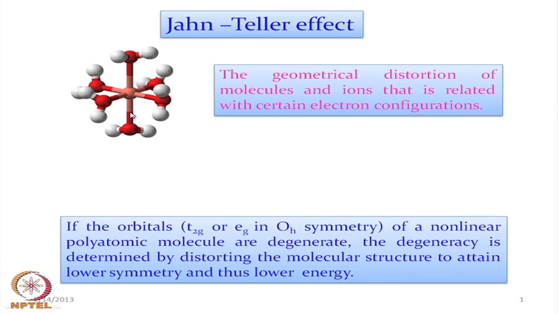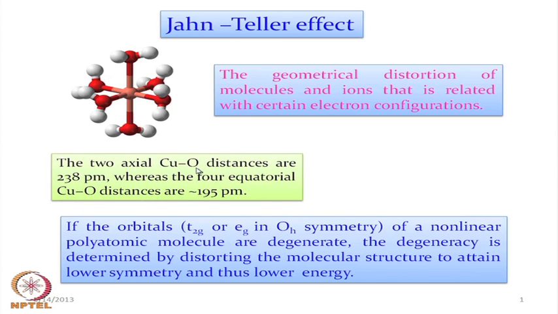The molecular structure of this system tells us that along the z axis we have two longer copper oxygen bonds compared to the equatorial 4 copper oxygen bonds. The two axial copper oxygen distances are 2.38 angstrom, comparatively longer than the 4 equatorial ones. These 4 equatorial copper oxygen distances are in the range of 1.95 angstrom. Therefore, we have a tetragonally elongated situation due to unequal occupancy of the eg level. We have 2 electrons in one particular level and 1 electron in the other level, and that is why it gives rise to the elongated situation.